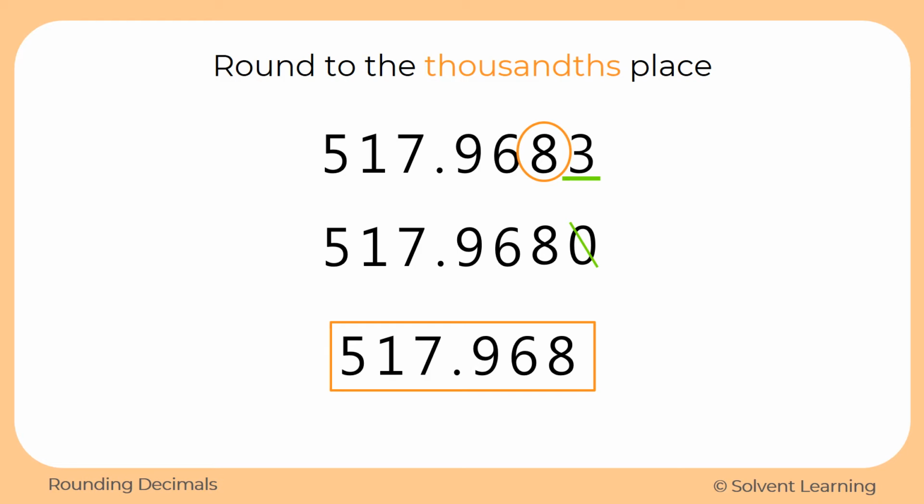But the important thing when we're rounding decimals is to make sure that the last digit is in whatever place value we want to round to. So since we're rounding to the thousandths place, we want the last digit to be in the thousandths place. So that's why we were able to leave that 0 off at the end as well, because we only really needed to stop at the 8.